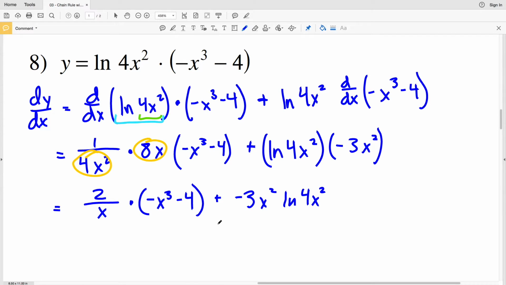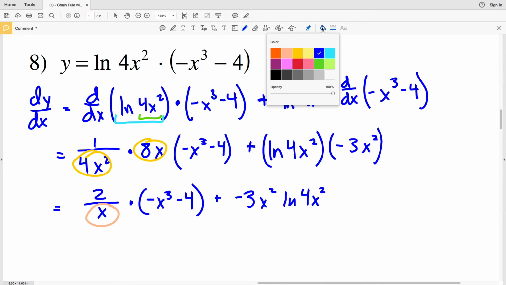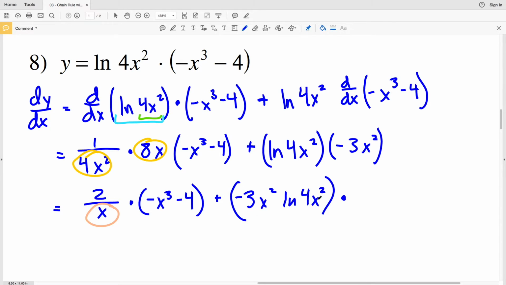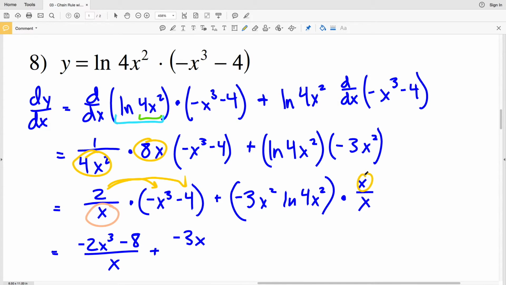However, I want to be able to combine these two terms and I need a common denominator. You can see that in this first term, my denominator is x. So I want this second term all over x, and in order to do that, I'll multiply that entire quantity by 1, and the one I'm multiplying by is x over x. So now I'll distribute this 2 to negative x cubed and negative 4. So 2 times negative x cubed is negative 2x cubed minus 2 times 4, which is 8, and that's all over x.